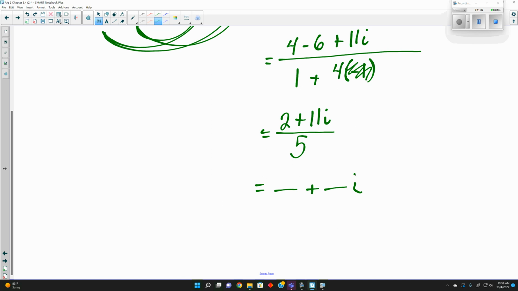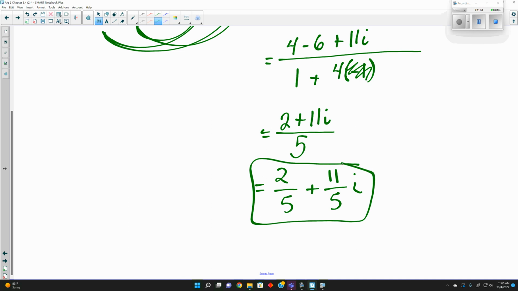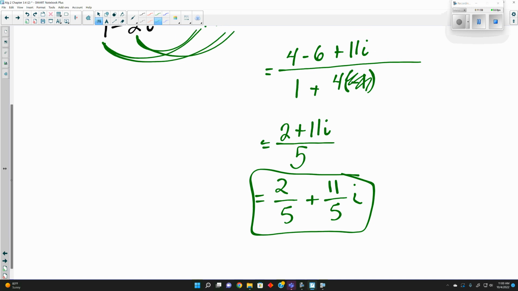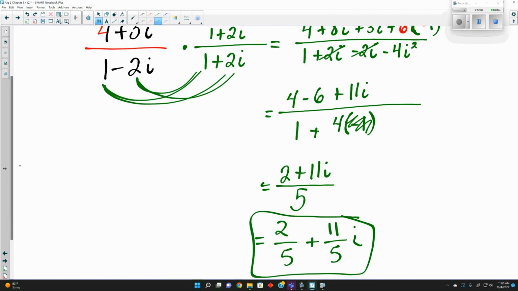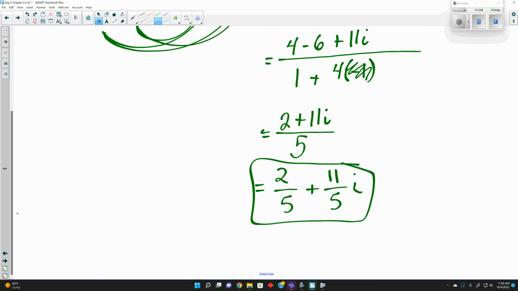Now, to technically get it in standard form, they want us to break the fraction apart into 2 fractions. And the denominator will be the same for both. So we'd have 5 and 5. The numerators would be 2 and 11. And we get this here. Any questions on how we got this here?